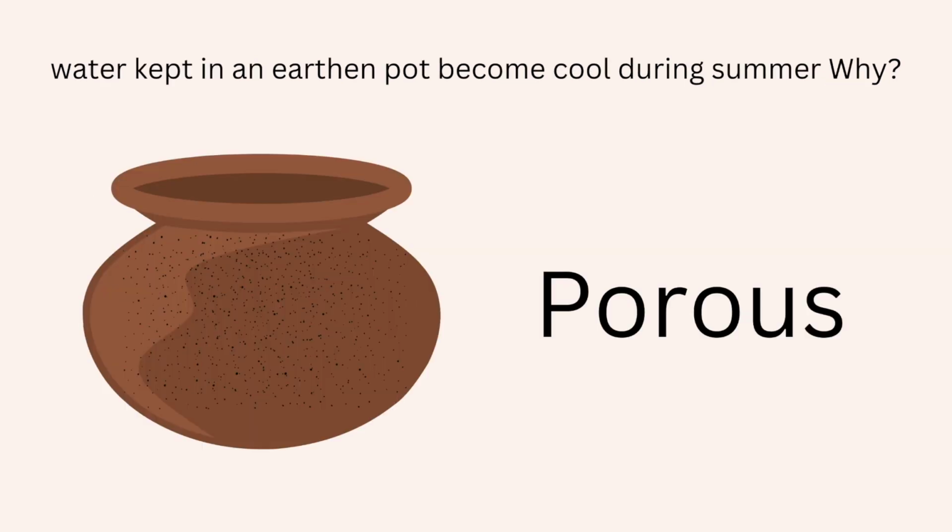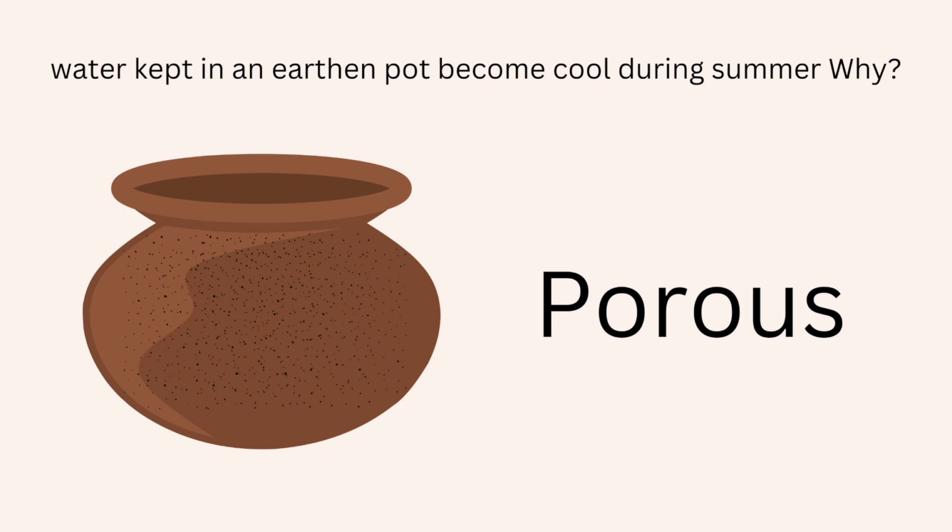Moving on to the next question. Water kept in an earthen pot becomes cool during summer. Why? So an earthen pot is something that they make out of clay. I think you would have probably seen this. Some homes use it to keep drinking water. So you take water out of it and drink, and it's cooler. We basically use this in summer. So why exactly is this happening? This earthen pot is basically porous in nature.